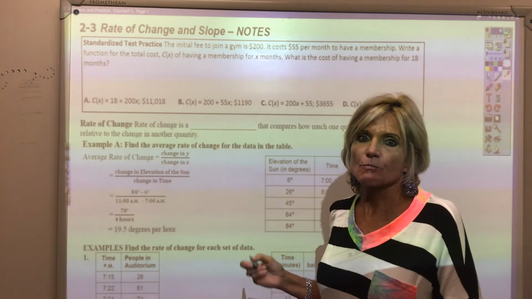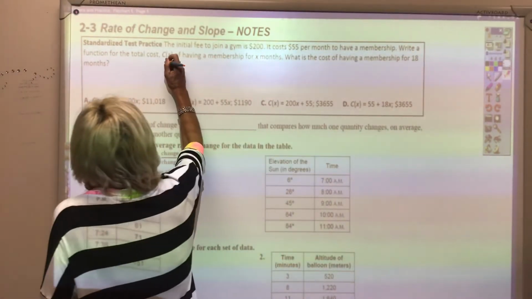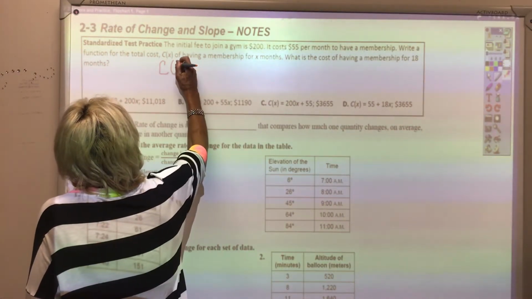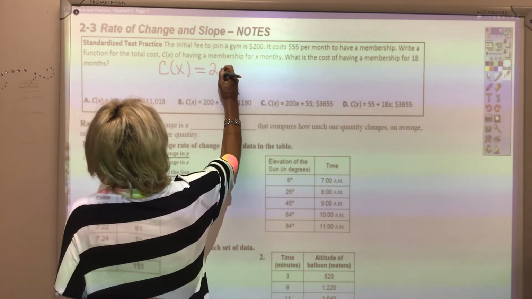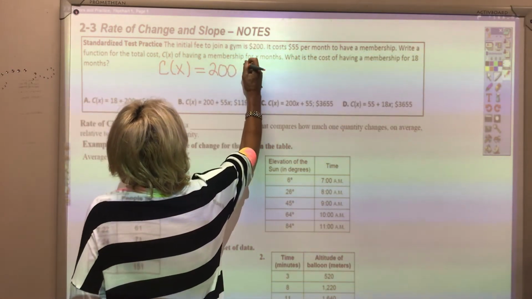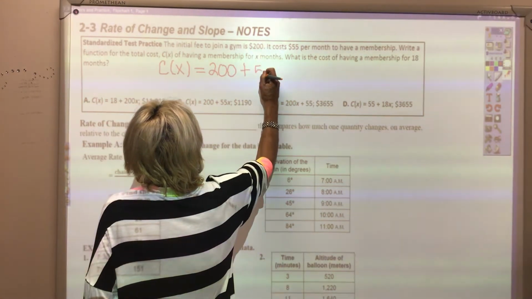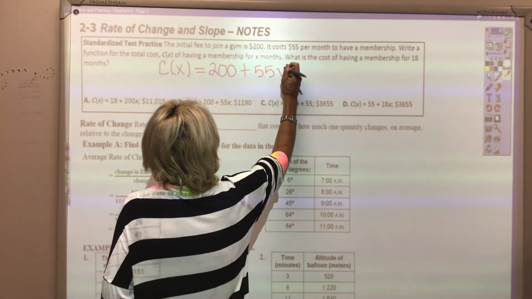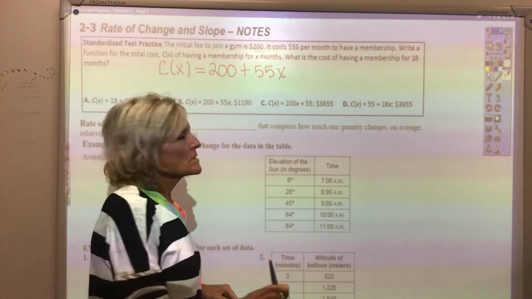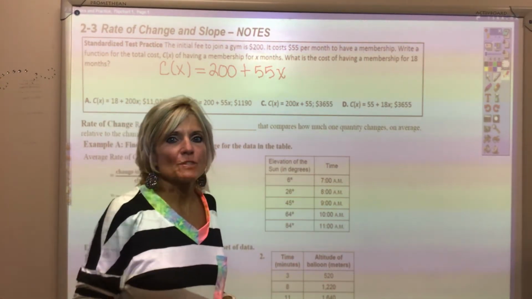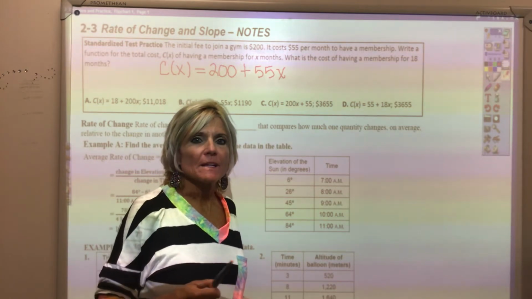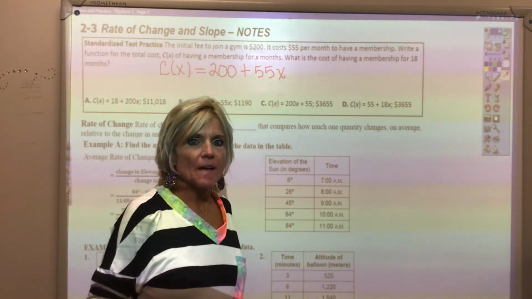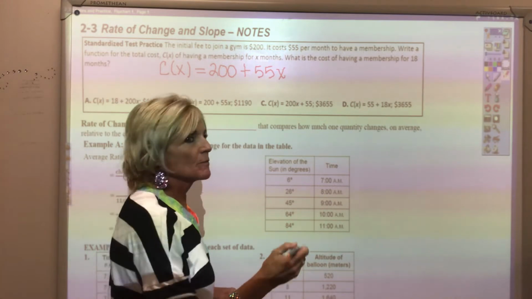So the function would be C of X equals 200 plus 55X. And we want to know the cost of having a membership for 18 months. So X is going to be 18. And to write that in function notation, it would be as follows.